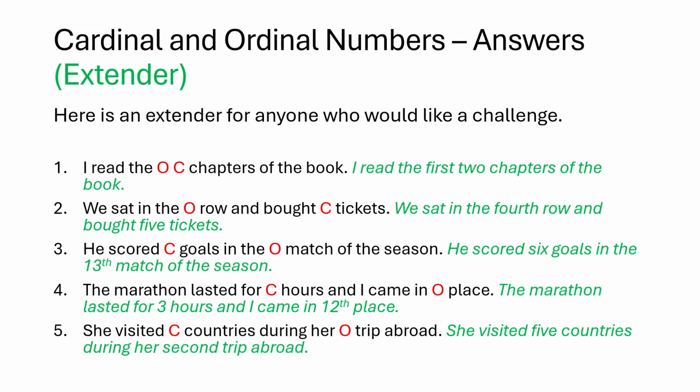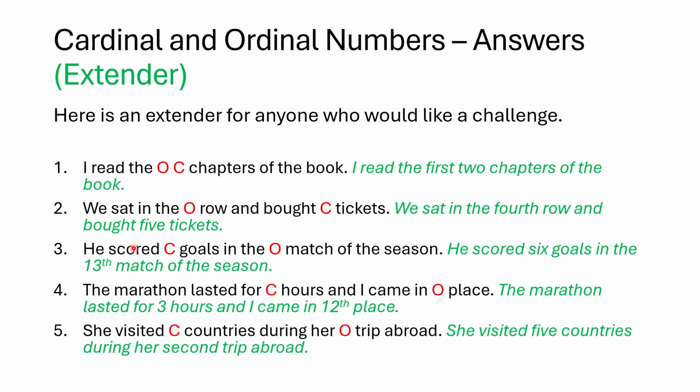Check your answers. 1. I read the ordinal, cardinal chapters of the book. For example, I read the first 2 chapters of the book. 2. We sat in the ordinal row and bought cardinal tickets. For example, we sat in the 4th row and bought 5 tickets.